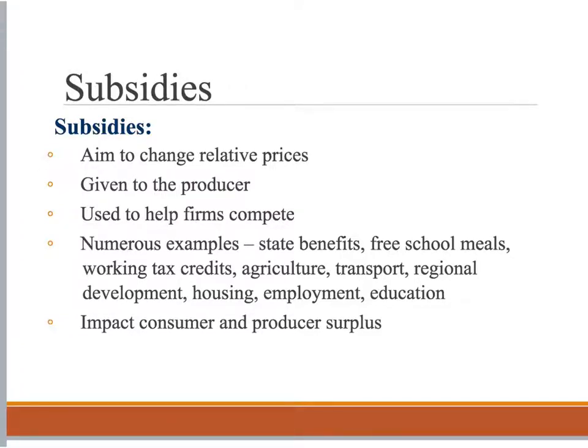Think about government expenditure for public transportation. This might be seen as public expenditure for even private transportation. This might be seen as subsidies as well. We have regional development, we have housing, employment, and education subsidies. We'll be talking about many of these in class. The subsidies tend to impact consumer and producer surplus by expanding them both.